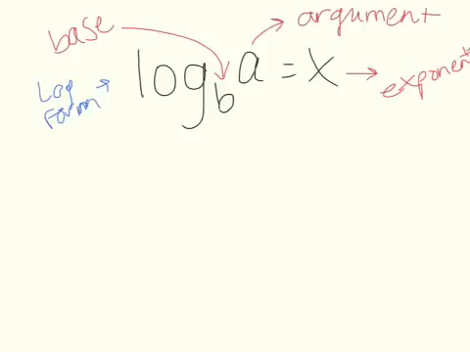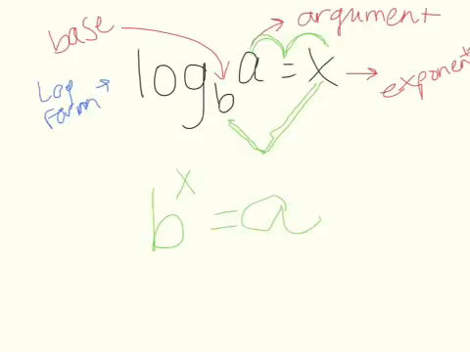So if I want to change it now to exponential form, I do this little pattern that looks kind of like a heart, and I start at the b and I change it from b to the power of x equals a. B to the power of x equals a. So that's my exponential form. Whatever the base is becomes the base with the exponent, and then the argument is what it's now equal to.